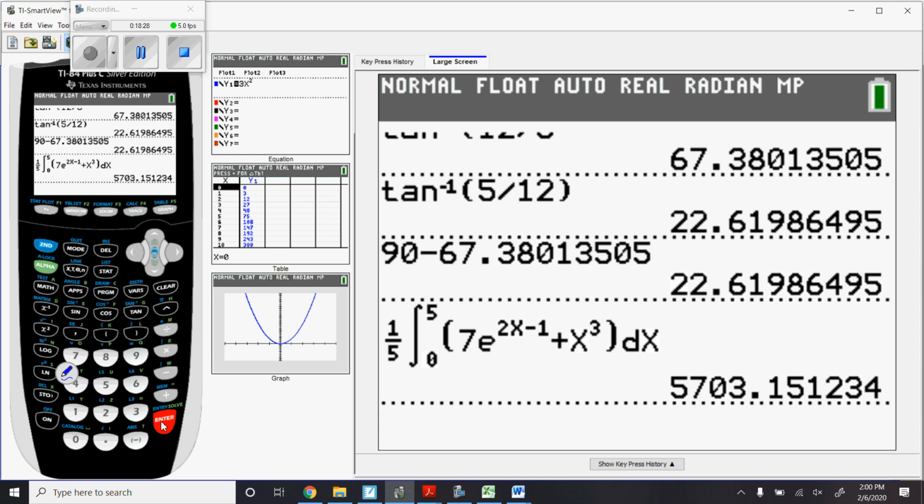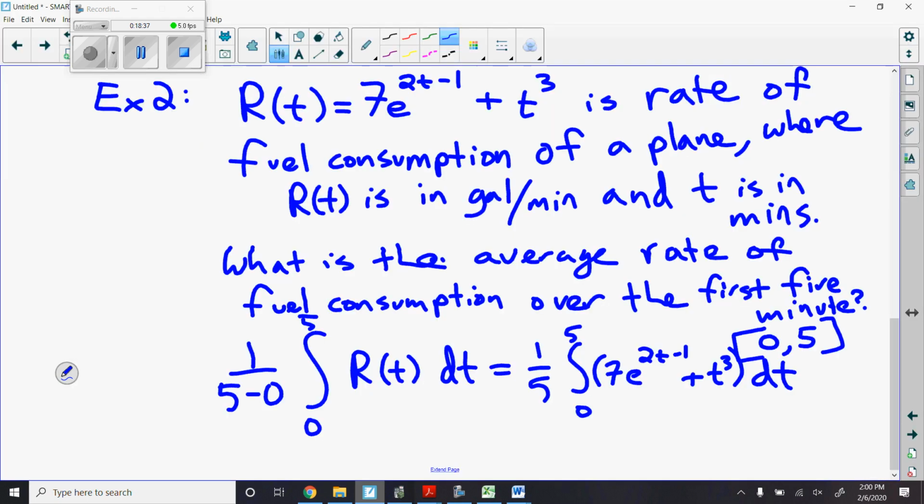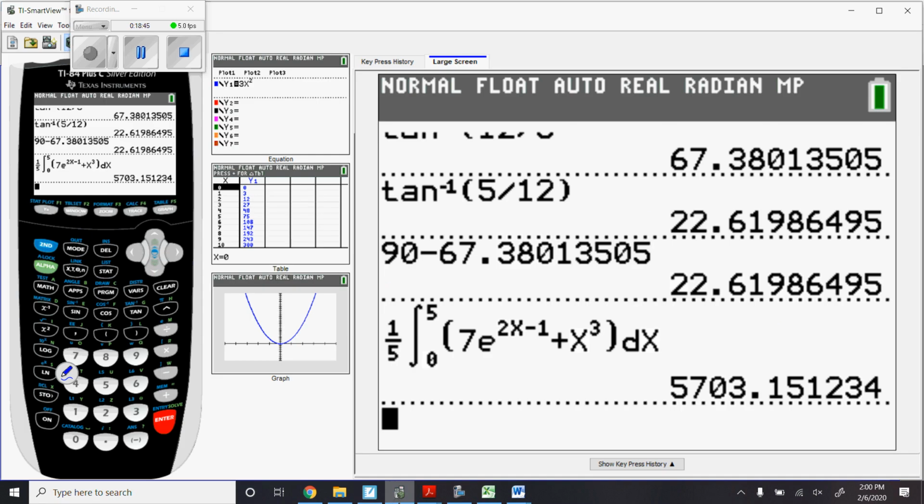Looks like this thing uses a lot of gas, right? So I can use my calculator to figure these things out as well. Number 5,703.151.